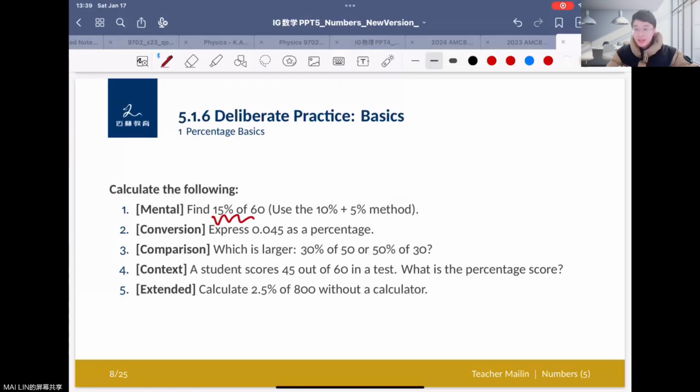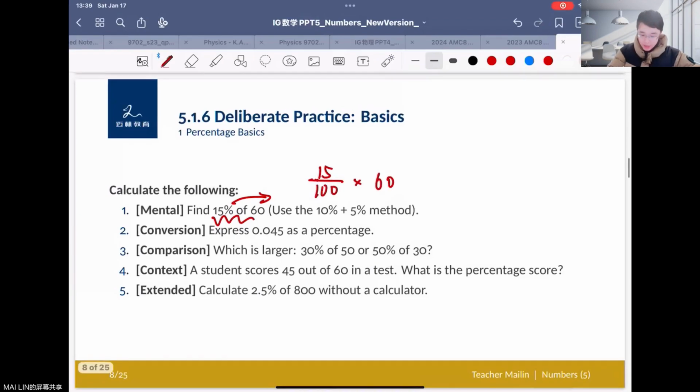Last time we said we can just switch the percentage values into fractions, right? So 15% can be transferred into 15 over 100, and then times 60, okay. Here we can delete a 0 at the same time, and it becomes 15 over 10 times 6. So 15 over 10 can be written as 3 over 2, and the value here is 9, okay.